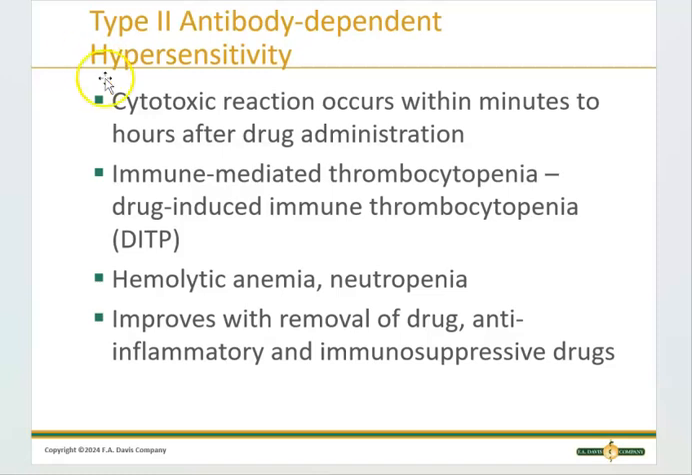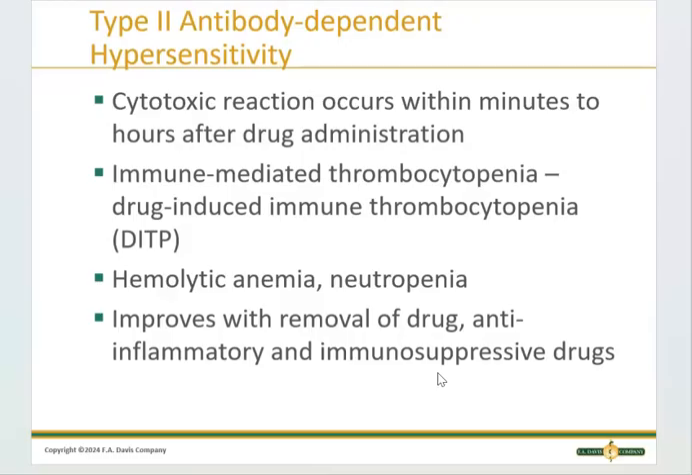Cytotoxic reaction. Think of things that are immune-mediated thrombocytopenia or drug-induced immune thrombocytopenia. This also includes our hemolytic anemias, neutropenia. Typically, these will improve with the removal of the drug and anti-inflammatory or immunosuppressive drugs. Immune-mediated thrombocytopenia, ITP or DITP, is generally caused by medications but could also be from foods or herbal products. Most of these DITP reactions are associated with the formation of drug-dependent antibodies that bind to glycoprotein and cause an antibody platelet reaction resulting in thrombocytopenia. This could be maybe from Bactrim, as an example, or valproic acid.